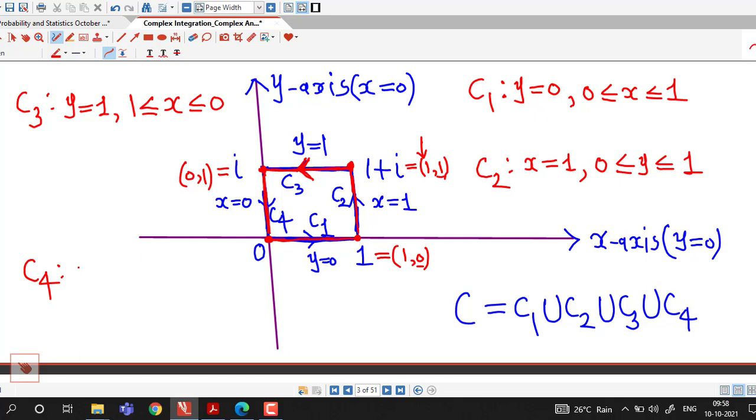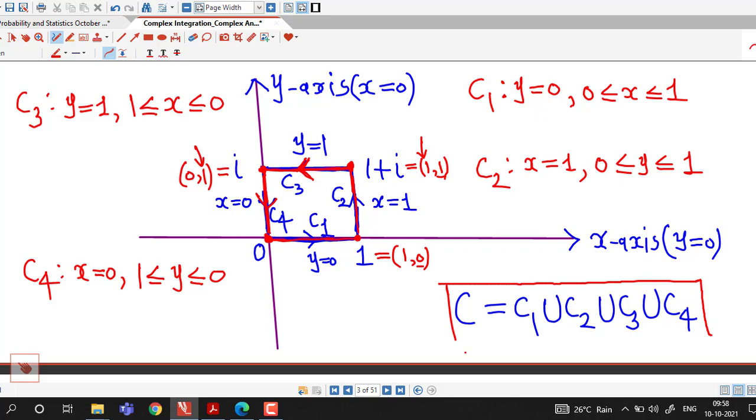we are on the y-axis. On the y-axis x is 0 and we are going in this direction, so y is changing in this direction. At this point the value of y is 1, at this point the value of y is 0, so y is from 1 to 0. So the given contour is the boundary of this square with these 4 vertices, and that contour we have written as a union of these 4 contours C1, C2, C3 and C4. So the integral along this contour will be equal to the sum of integrals along C1, C2, C3 and C4.